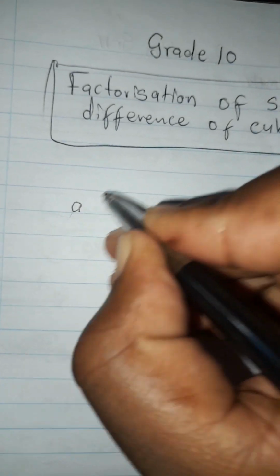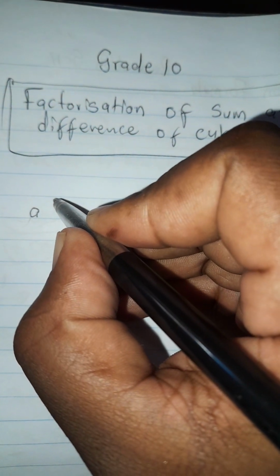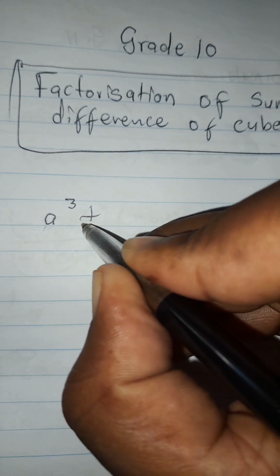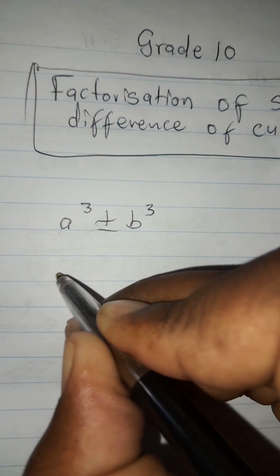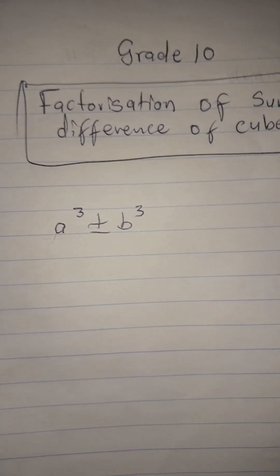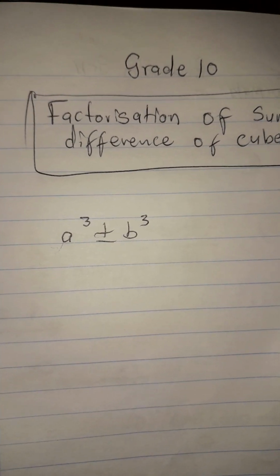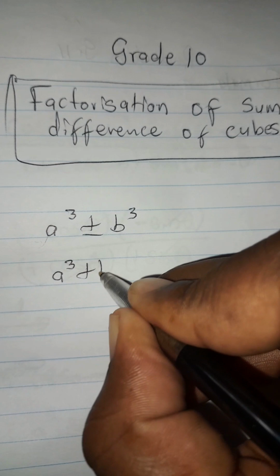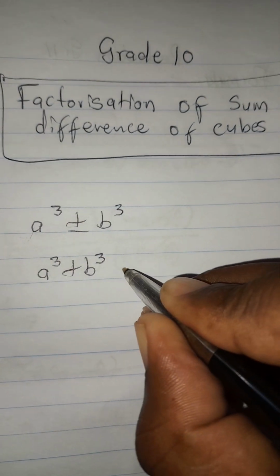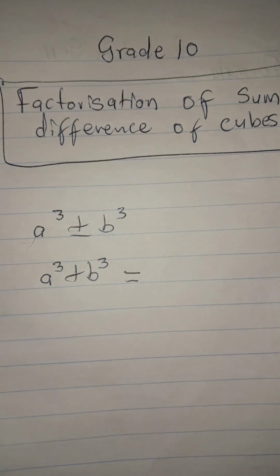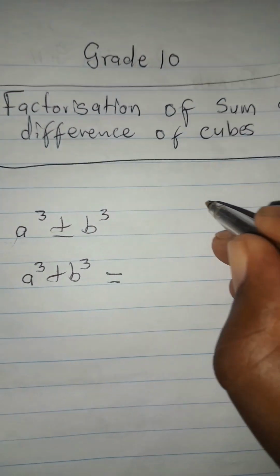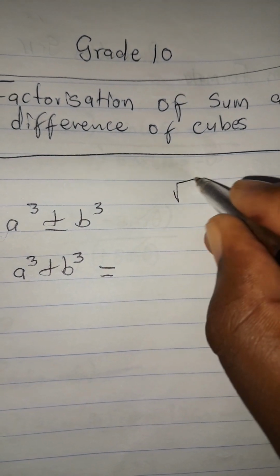So consider this. When you're factorizing the sum or difference of cubes, let's say we have a cube plus b cube. This is the theory behind it. We are required to factorize this. So what you could do first is to find the cubic root of a. So what will be the cubic root of a?